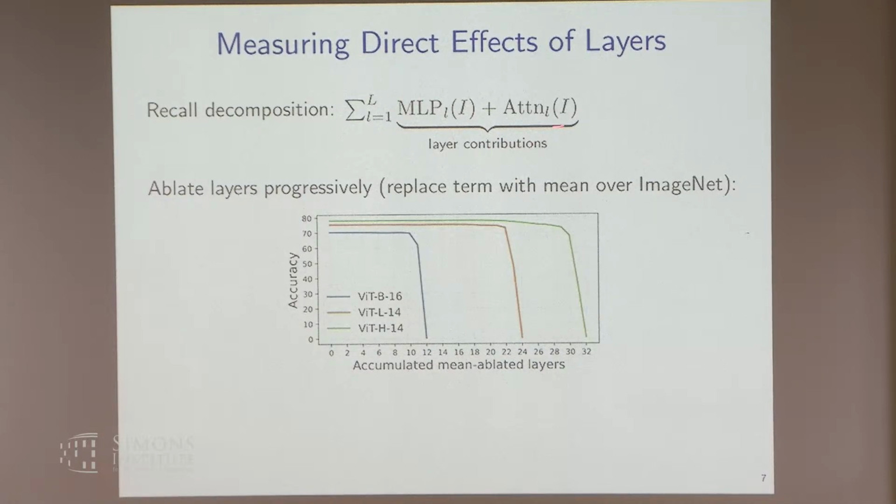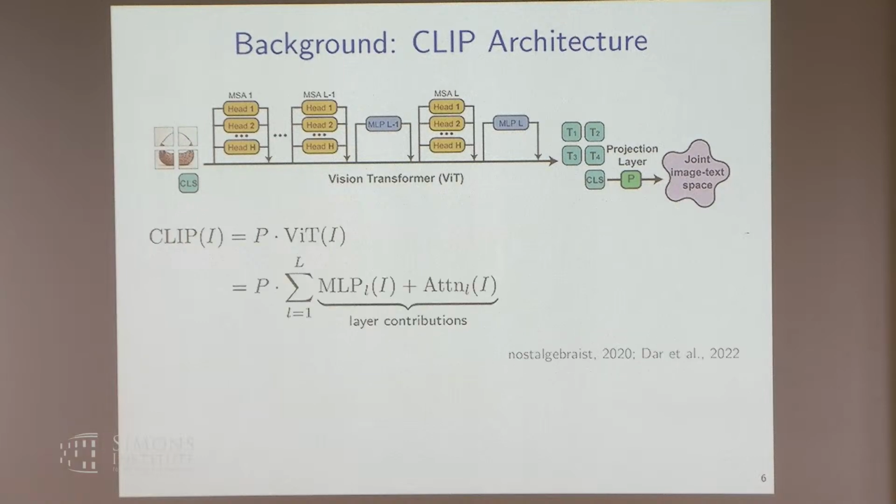Then you can start to mean ablate the attention layers, starting from the beginning going towards the end. And it's only when you're in like the last 4, roughly, attention layers that anything bad happens. So this is kind of saying that everything that is being written to the output is being written by these last 4 attention layers.